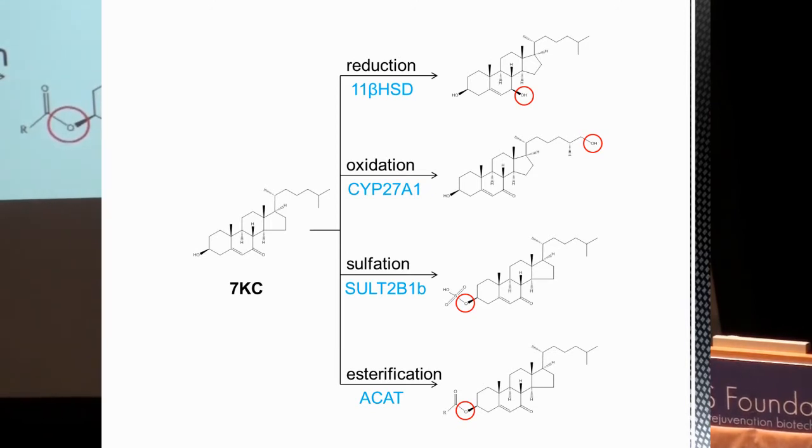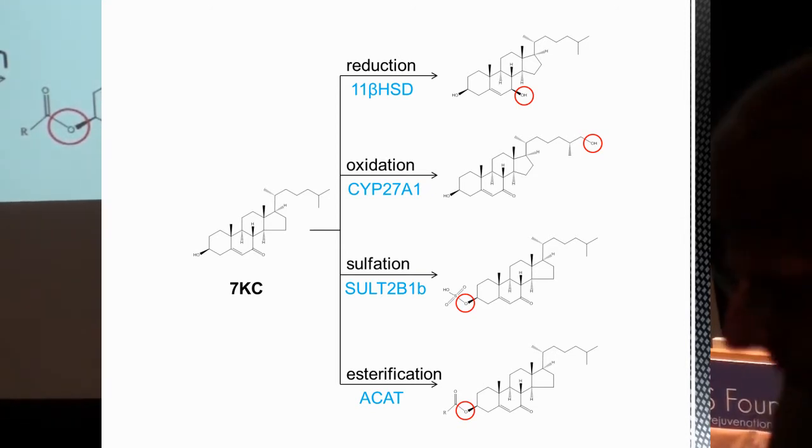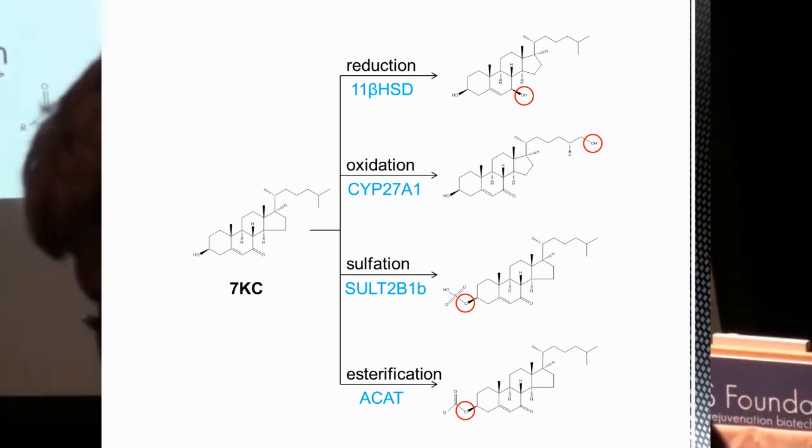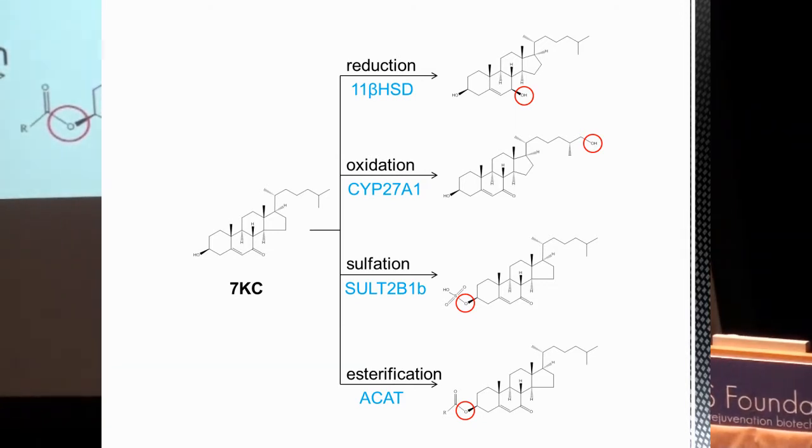However, other enzyme reactions result in reduced toxicity. CYP27A1, which encodes sterol-27 hydroxylase, hydroxylates the side chain, and this almost completely eliminates the toxicity of 7KC. Sulfation also increases 7KC efflux and reduces toxicity, as well as esterification, which results in storage in the form of lipid droplets inside the cytoplasm.